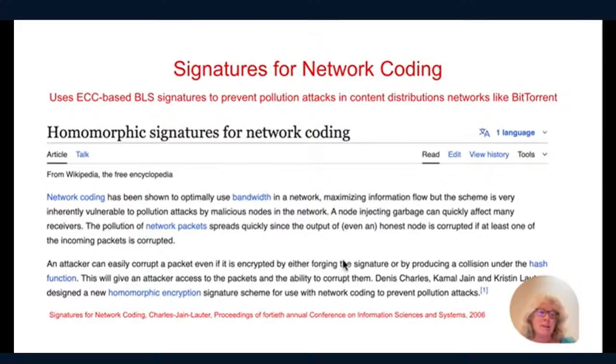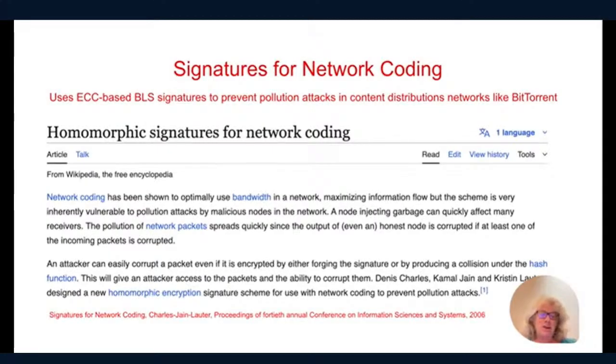A second aspect was that the BLS signature is homomorphic, in the sense that if you have 2 points on the elliptic curve and you take the pairing of the sum of those with some other point, that will be the same as, in the target space, multiplying the pairing of each of those 2 points separately, taken with the third point. That homomorphic property was important for applications, including homomorphic signatures for network coding that we developed.